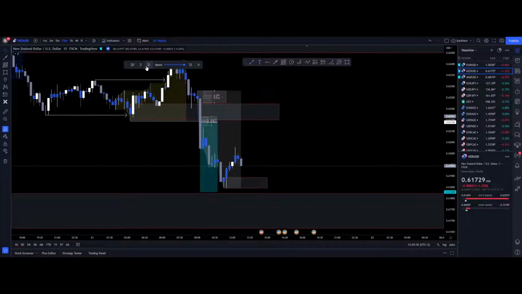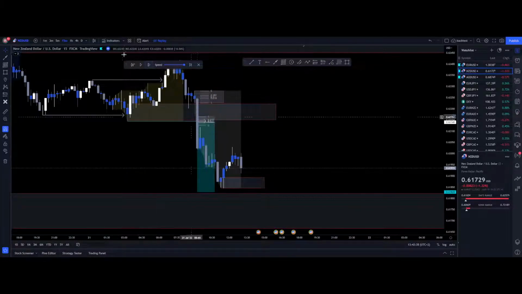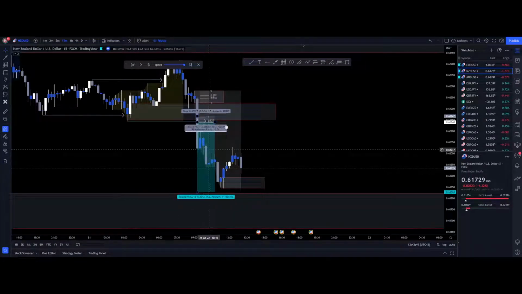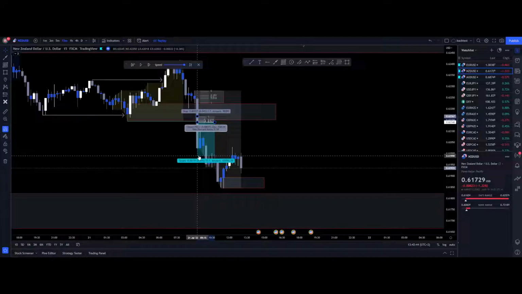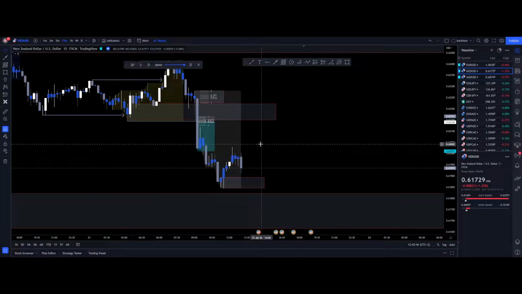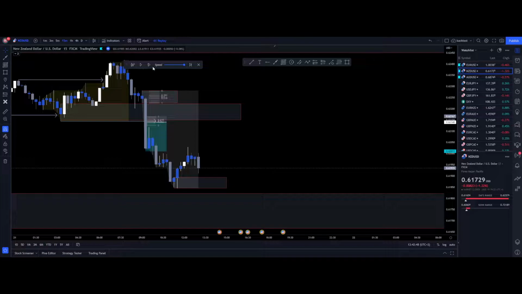Let's wait till London is over, because I only take one trade per session. This would have been a 4 something. What was it? 4.7 R or something. I don't know, whatever it was.